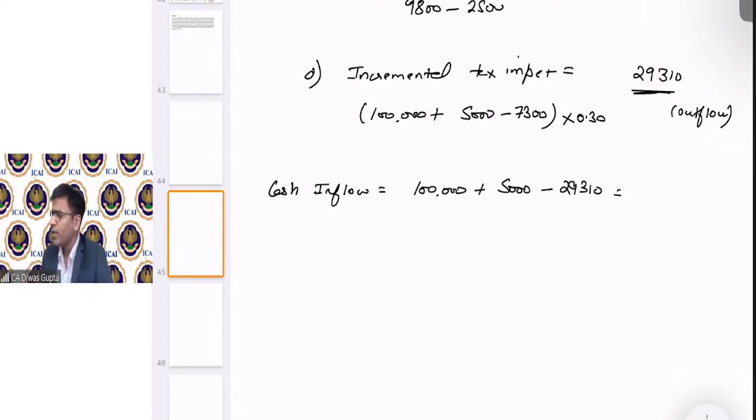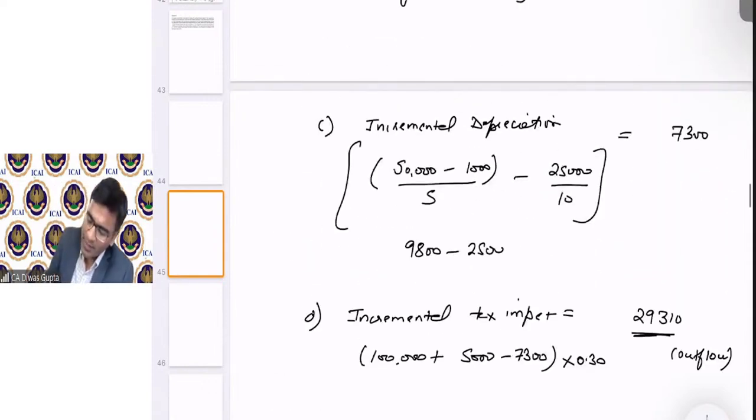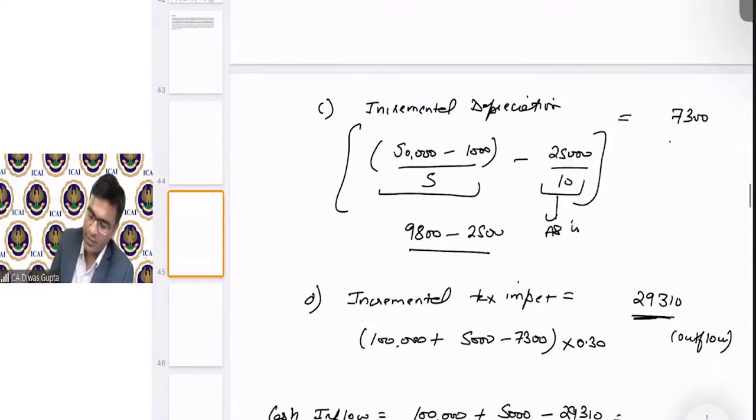So Shruti is asking 25,000 by 10. Why not 5? Yes. So Shruti, we are trying to calculate the incremental depreciation. So this is the as-is depreciation if nothing would have changed. And this is the new depreciation. So this is the incremental depreciation, 7,300. Okay.